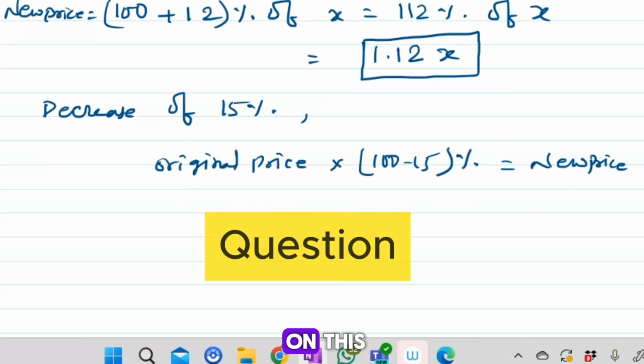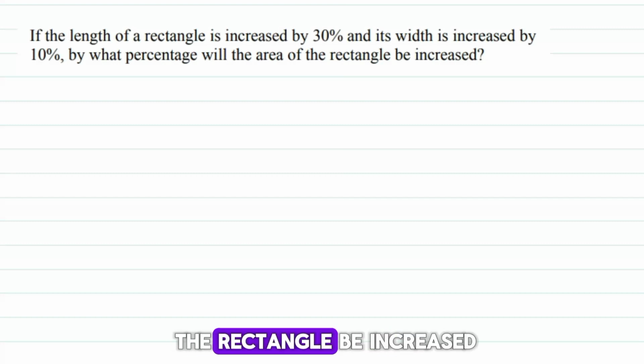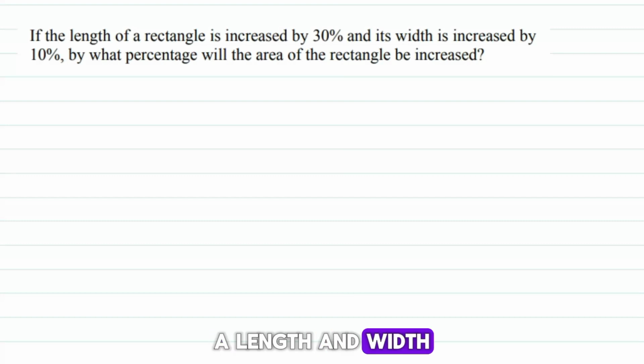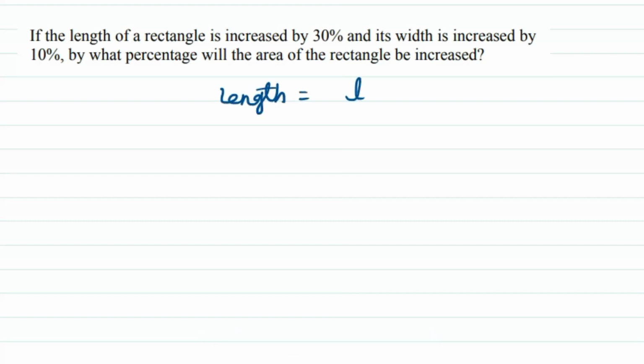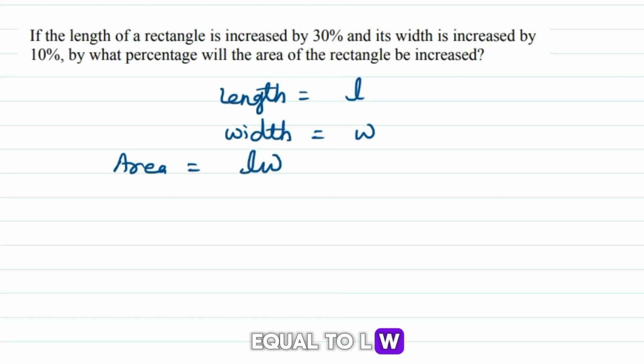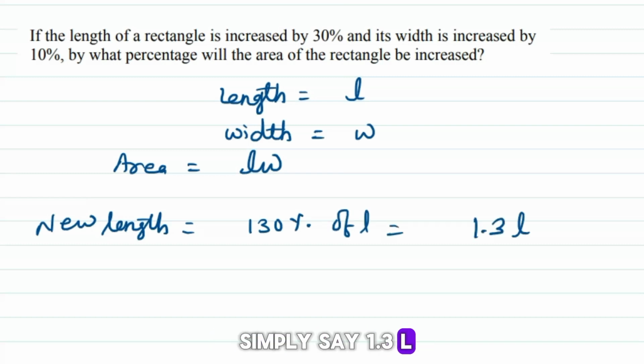Let's see a question on this. If the length of a rectangle is increased by 30% and its width is increased by 10%, by what percentage will the area of the rectangle be increased? In this case, length and width are not given. So suppose length is L, width is W, then area will be equal to LW. Now length is increased by 30%, so new length will be 130% of L. That means we can simply say 1.3L.